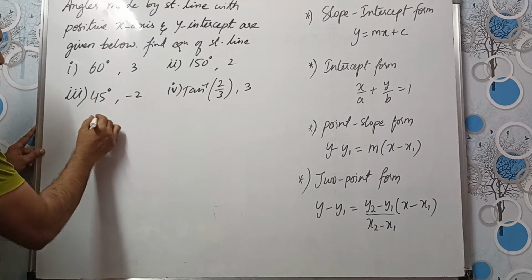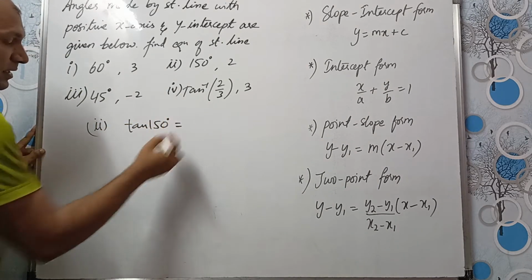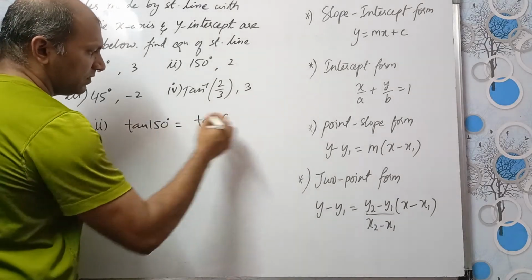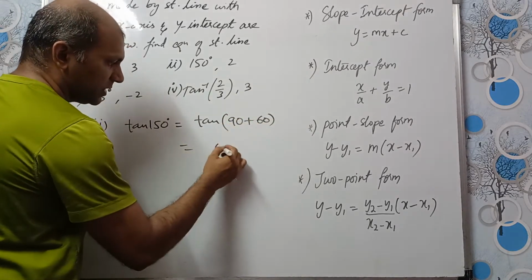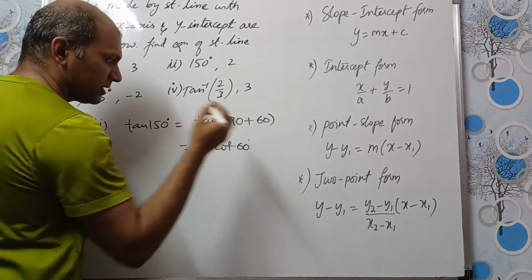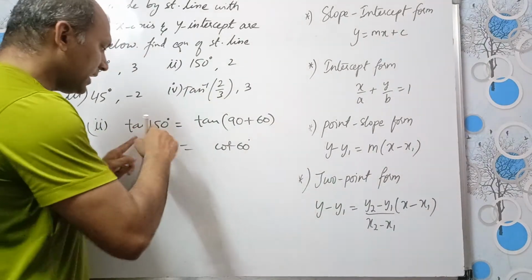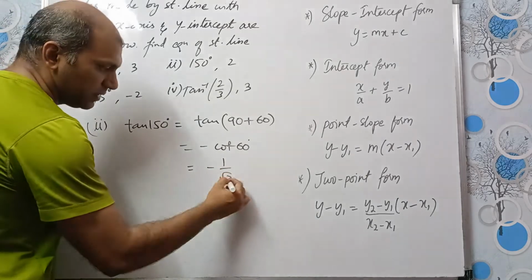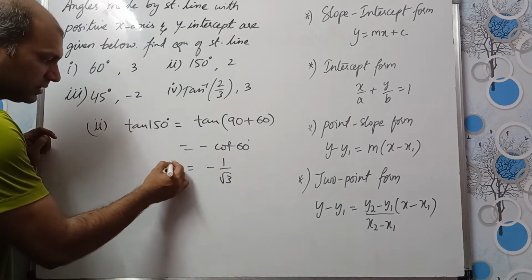In the previous problem we have studied that tan 150 degrees is equal to minus 1 by root 3. See, tan 150 is tan (90 plus 60), so this will be cot 60. But 150 lies in the second quadrant and tan is negative there, so this will be minus cot 60. Cot 60 is 1 by root 3, with the minus sign, minus 1 by root 3. So this is the slope.